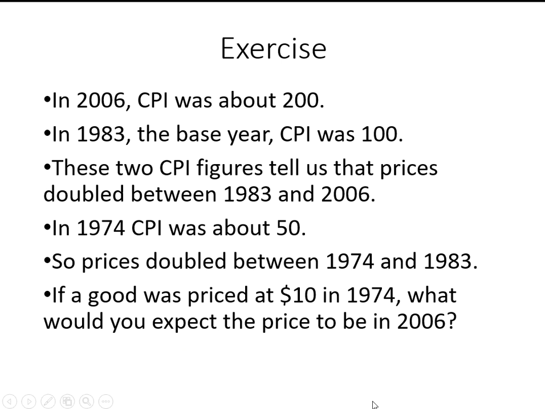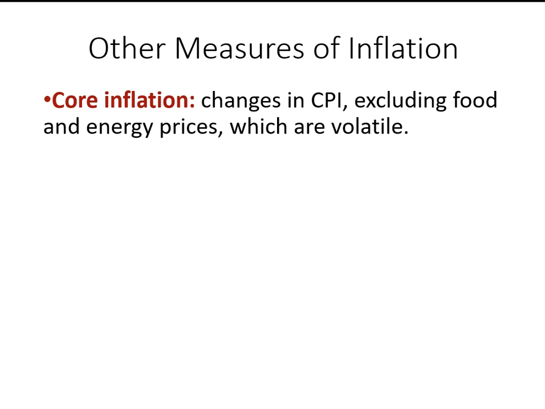So next, we will look at another measurement of inflation. This is called the core inflation. This measures the changes in CPI, excluding food and energy prices, which are volatile. So they exclude the most volatile prices, but those are also a necessity for daily life as well. Which means this index might not be the best.